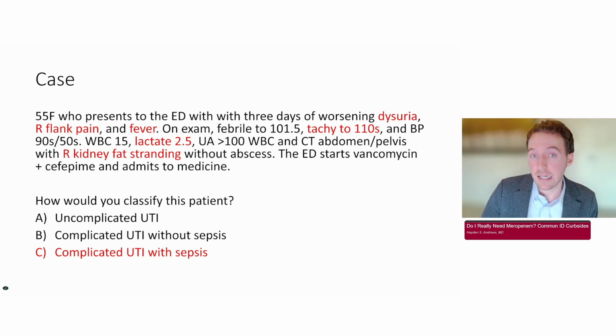And then we want to assess its severity. Is there or is there not end organ dysfunction present? We're seeing someone who has an elevated lactate, so decreased perfusion of the end organs. We're seeing tachycardia, we're seeing soft blood pressures. So I think we'd all feel pretty confident in saying that this is a complicated UTI with sepsis.